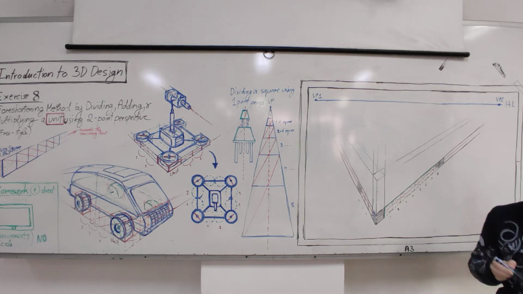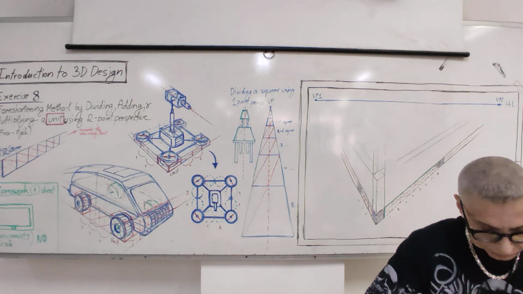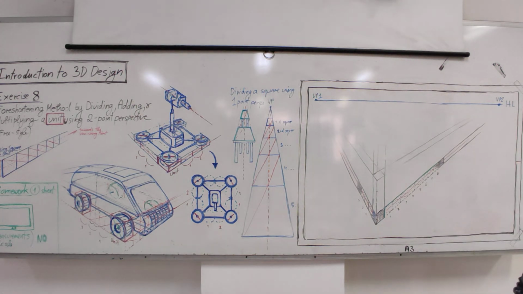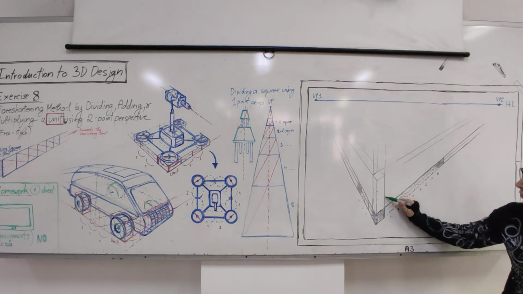Okay, now we have what here on our object? There is some soft material where you sit on, and I put it to be 2 units. Sorry, 1 unit, 1 unit. So, 1 unit from here to the vanishing point.